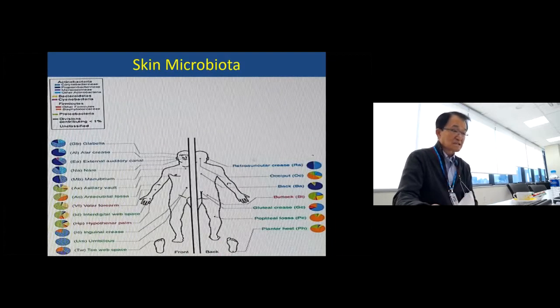So skin has lots of bacteria, as you see on this slide. That's why you have to wash your hand and forearm. There's lots of bacteria.